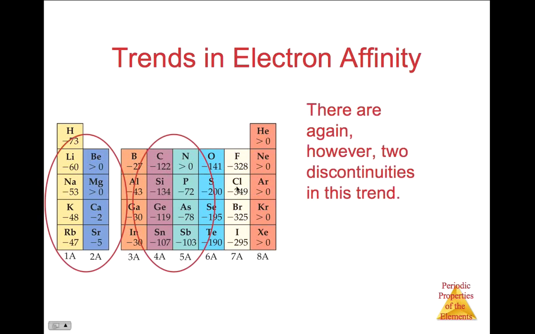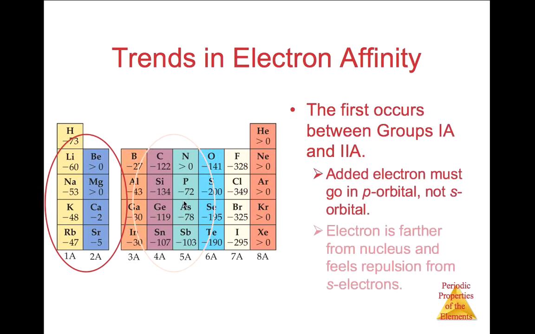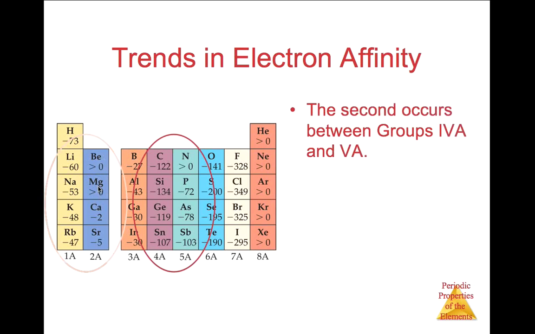Once again, there are 2 discontinuities, and the discontinuities happen to be almost in the same place. Notice these are positive enthalpies right here. These, well, this one's positive, and then these are not nearly as exothermic. And the reason for that, again, is the same electron configuration problems that we talked about with ionization energy. The first pair happens between these two groups, and an electron would have to be added into the p orbital here for beryllium or magnesium or calcium. The electron is further away from the nucleus and it feels the repulsion from the s orbital, so it's harder to add an electron to it.